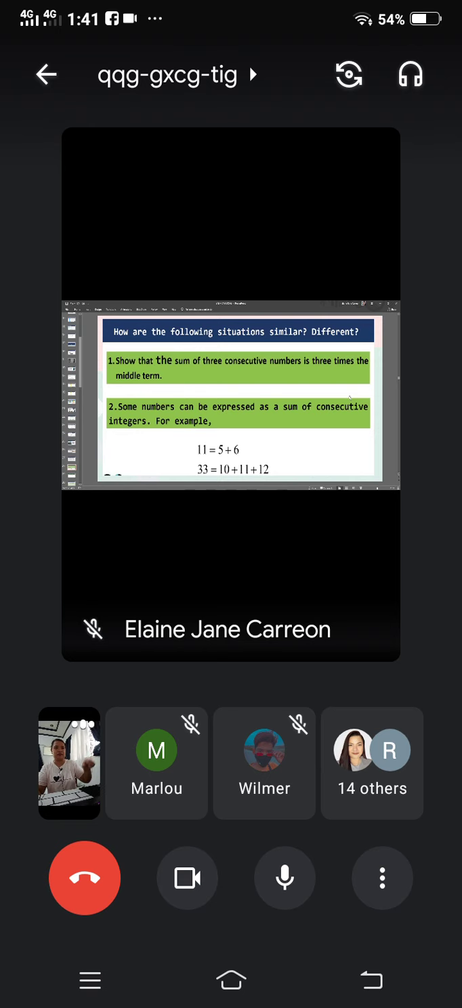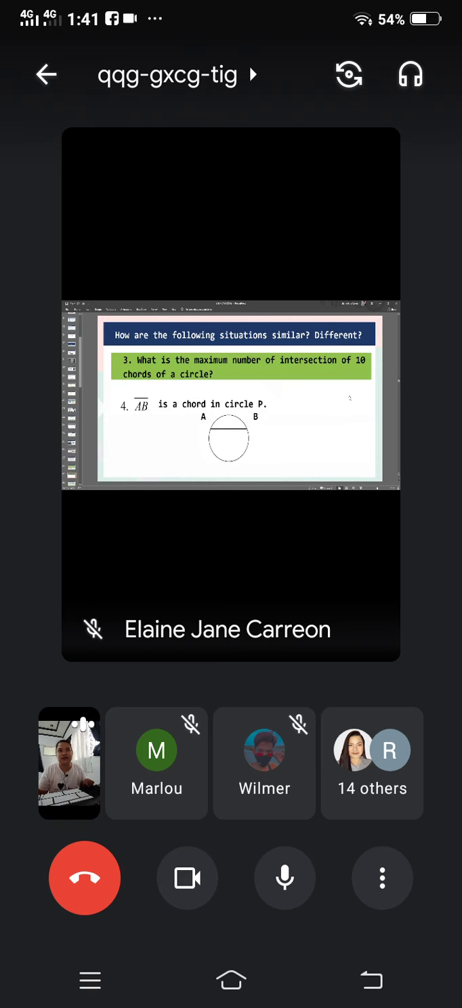How about this one? Number 3 and 4. What is the maximum number of intersections of 10 chords of a circle? That is geometry. And number 4, line or segment AB is a chord in circle P. Which of the following situations is an open-ended situation? It is a situation that may lead to another problem that needs a solution or that needs to be proven. Is it number 4 or number 3?